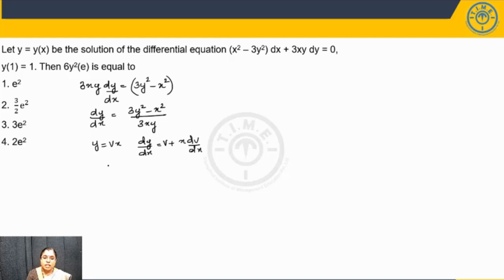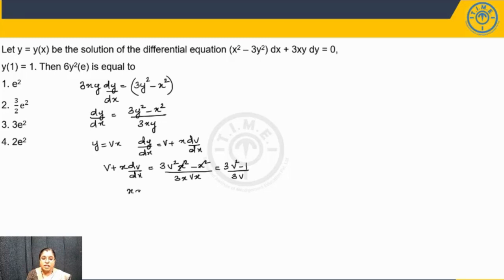So what do we get? v plus x dv by dx equal to (3v square x square minus x square) whole divided by 3x into vx. So x square cancels from each and every term. So we'll get (3v square minus 1) by 3v is v plus x dv by dx. Let's take v to the right hand side.